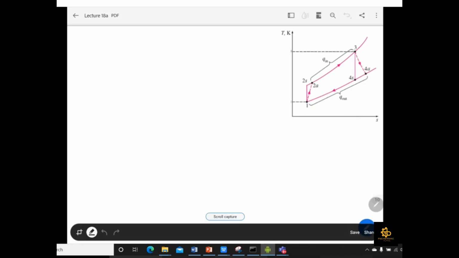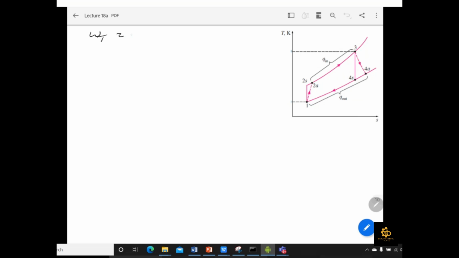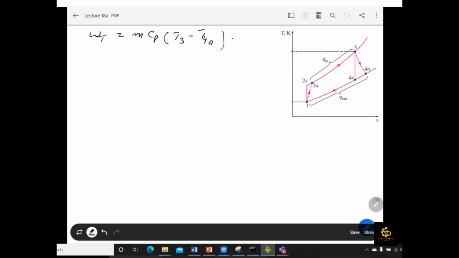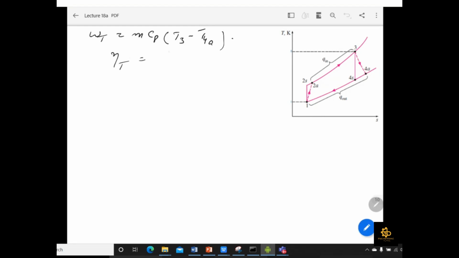Okay, so the second thing required is the turbine work. It's the same procedure. Turbine work is equal to m Cp (T3 minus T4A). Now we have to find T4A first. T4A is again found from the isentropic efficiency of the turbine equation, which is (T3 minus T4A) divided by (T3 minus T4s).